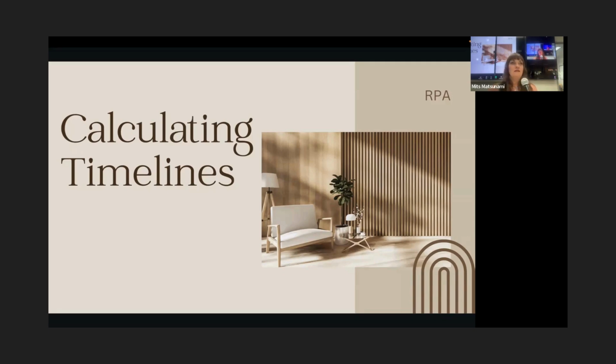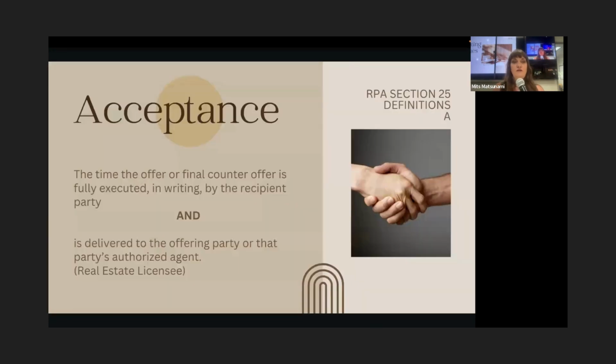You know, there's several deadlines, contingencies and other things in the contract that we have to keep in mind and keep on track. And we're gonna figure out how to do that. So first of all, we need to look up some of the definitions of what these things even mean, right? So in the RPA section 25, they have this whole section called definitions. And lots of words are in there, but we're going to go over the ones that pertain to counting the days. All right, section A is acceptance.